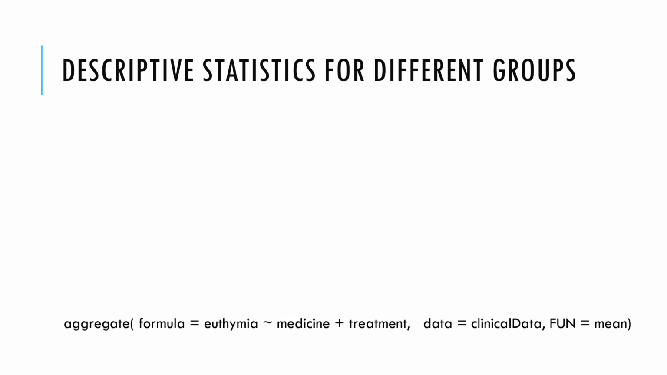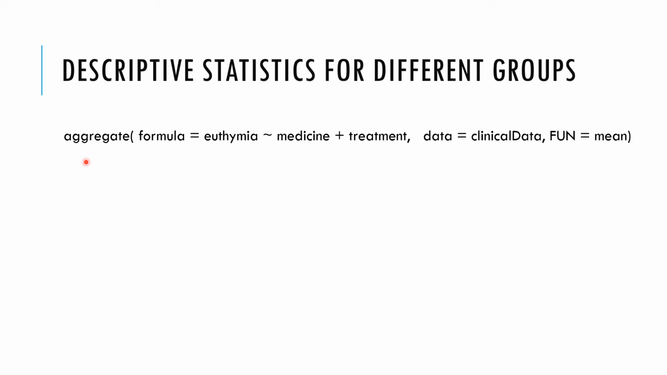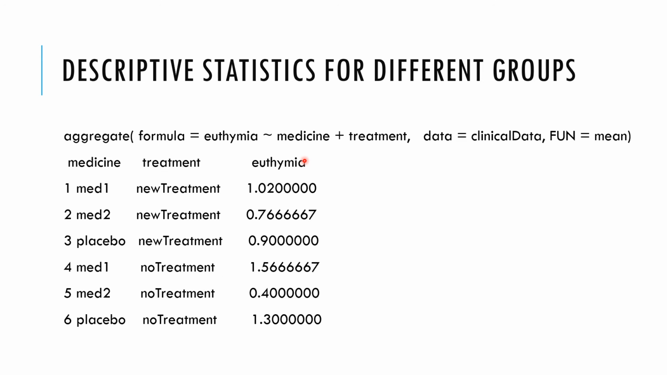So now let's look at another way of understanding the relation between different variables. Earlier we saw eudaimonia against one variable. Here we are using both variables and seeing what happens. So you see it gives you this result here, and it segregates data based on medicine as well as treatment. The first is medicine 1, 2 and placebo, then medicine 1, 2 and placebo again. This 3 is for new treatment and this 3 is for no treatment.